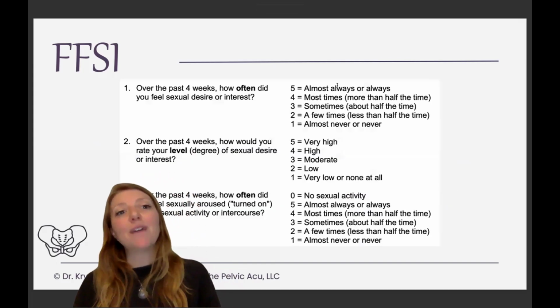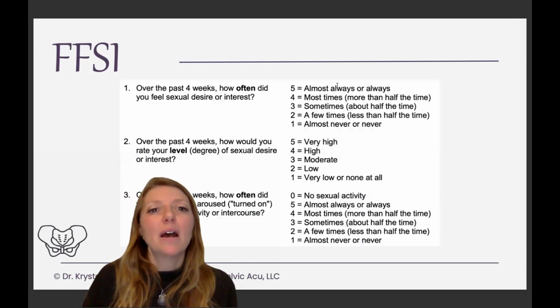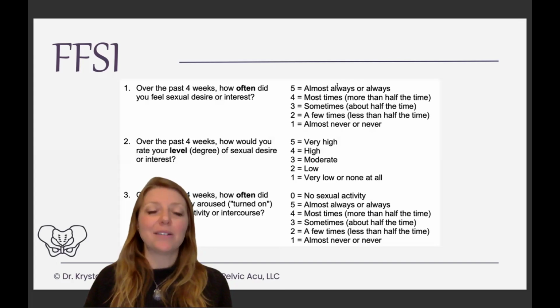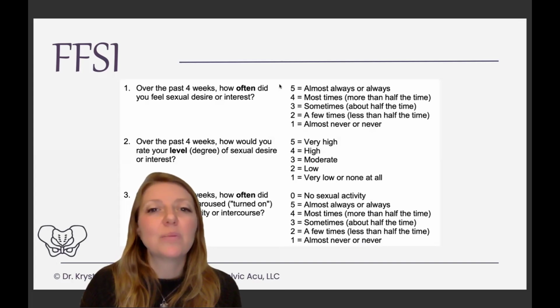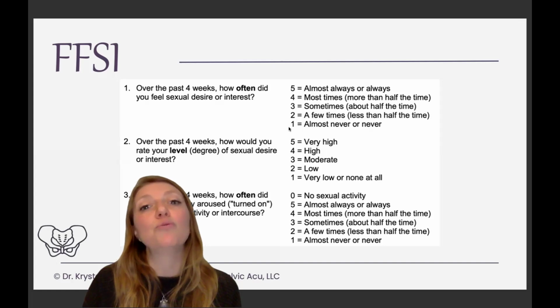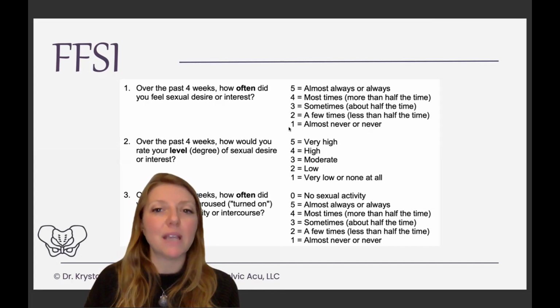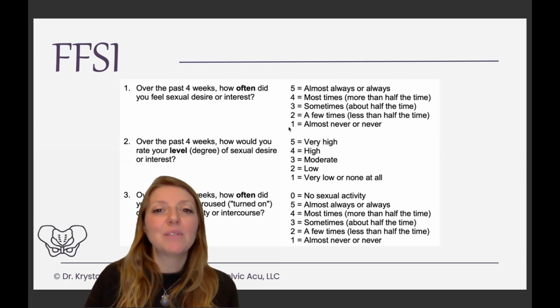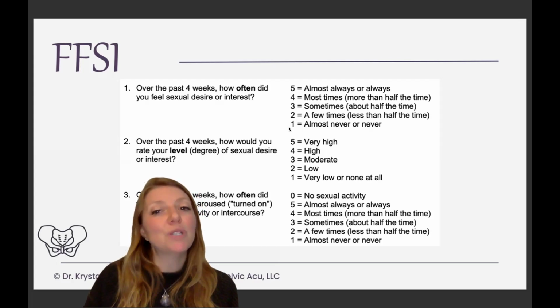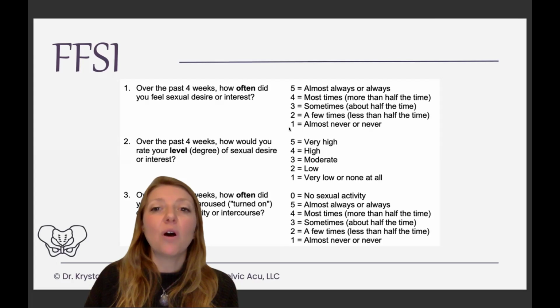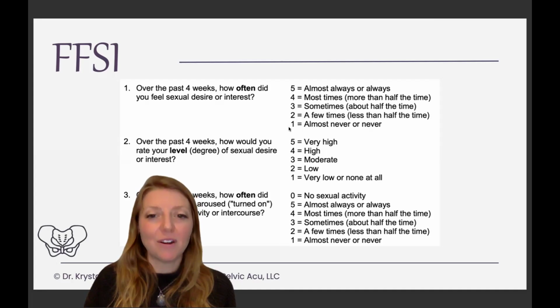This is what the FSFI looks like. It says, over the past 4 weeks, how often did you feel sexual desire or interest? And this scale is actually interesting because it starts with 5 and goes down to 1. So there's no 0 in this scale. It's a 1 to 5 scale. And 5 is almost always or always, 4 is most times, 3 is sometimes, 2 is a few times, and 1 is almost never or never.